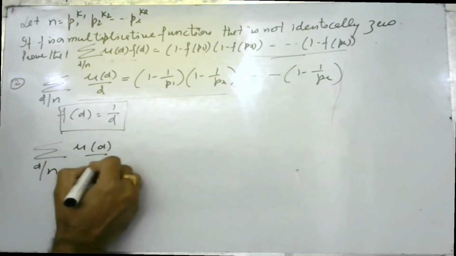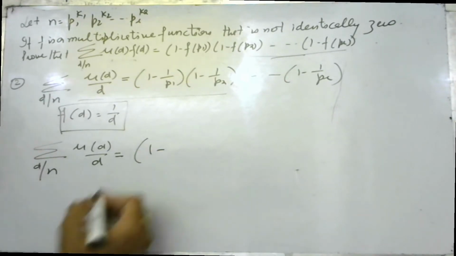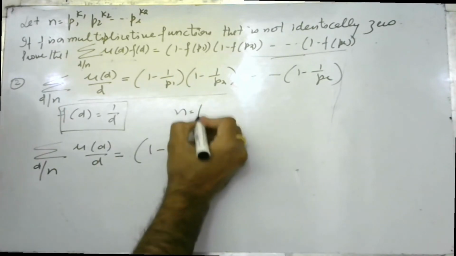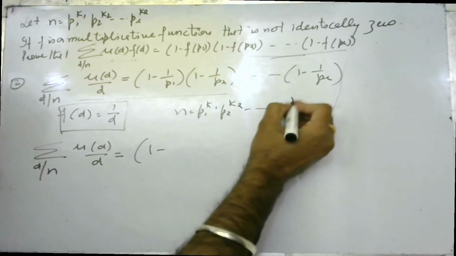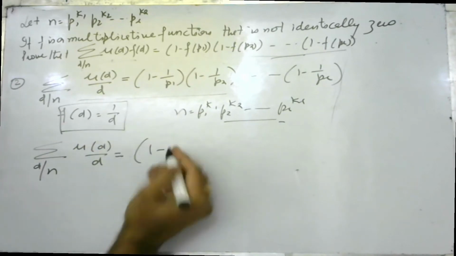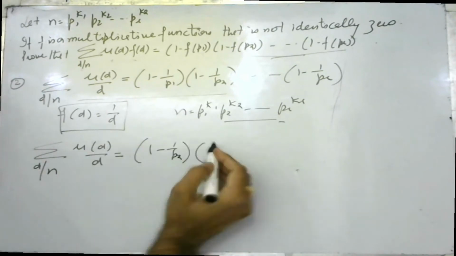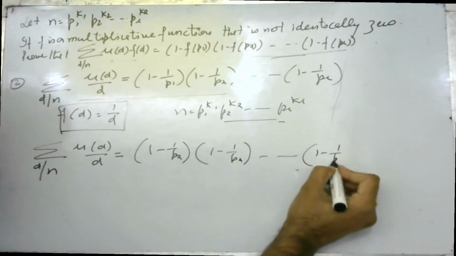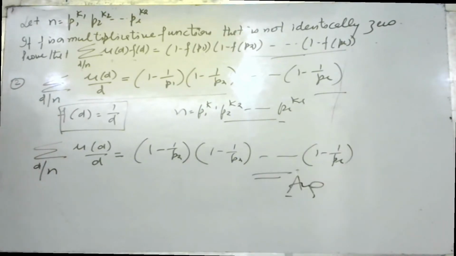The sum of mu(d) by d is equal to the product of 1 minus f(p), so here you see what we get from the prime factorization. If n is p1 power k1, p2 power k2, pr power kr, what is the value of f(p1)? That is 1 by p1. What is the value of f(p2)? 1 by p2. So we get 1 minus 1 by p1, 1 minus 1 by p2, and similarly 1 minus 1 by pr, which is the desired right hand side.